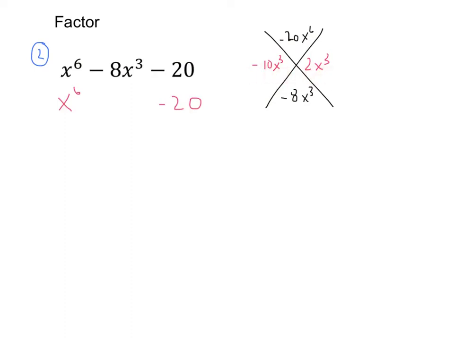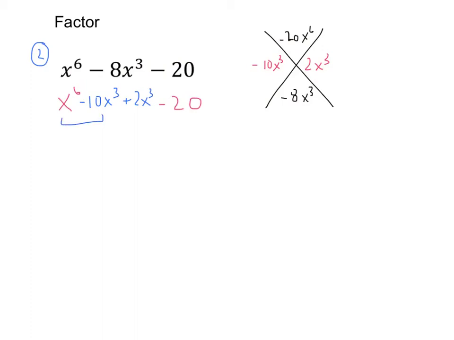So these two are going to be rewritten here. So let's put that here. We've got negative 10x cubed plus 2x cubed. Again, all I've done is just rewritten negative 8x cubed a different way. That's negative 10x cubed plus 2x cubed. Okay? All right. Let's go ahead and finish this.